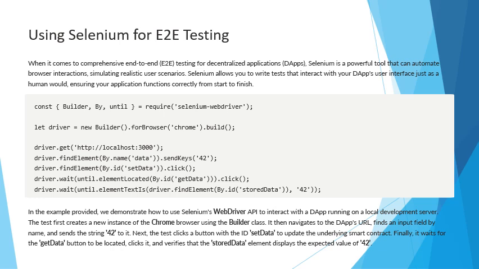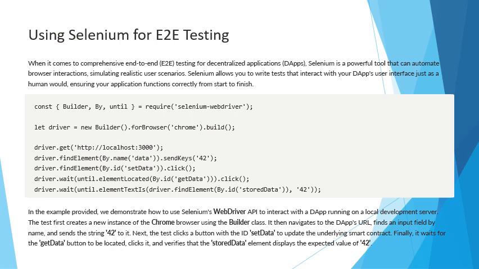When it comes to comprehensive E2E testing, Selenium is a powerful tool that can automate browser interactions, simulating realistic user scenarios. Selenium allows you to write tests that interact with your DApp's user interface, just as a human would, ensuring our application functions correctly from start to finish.